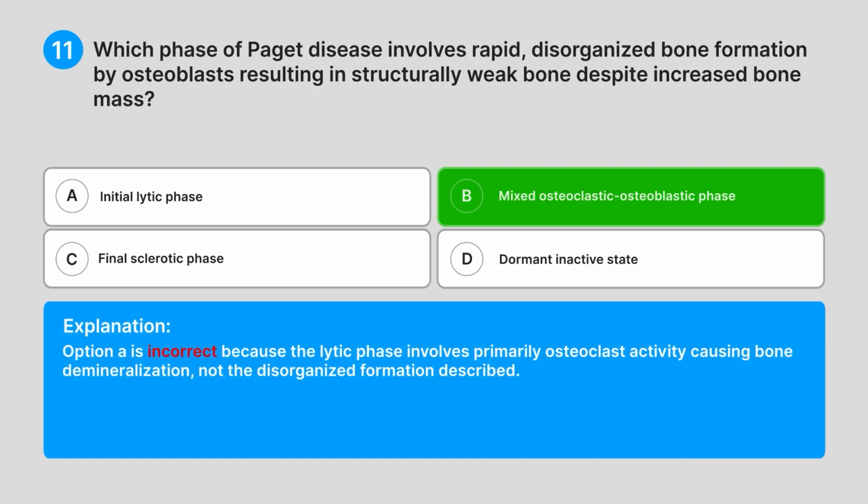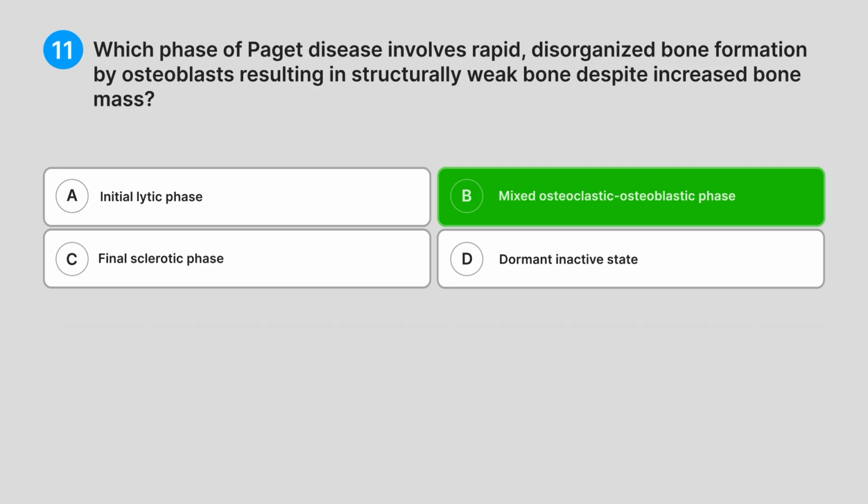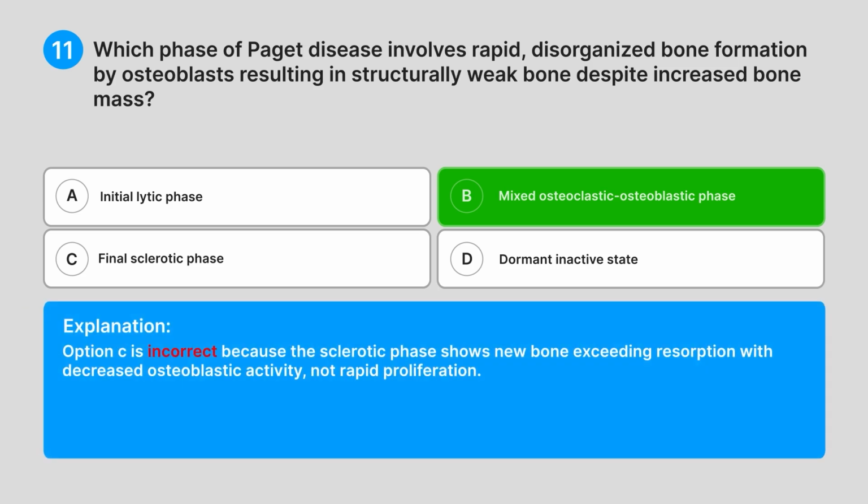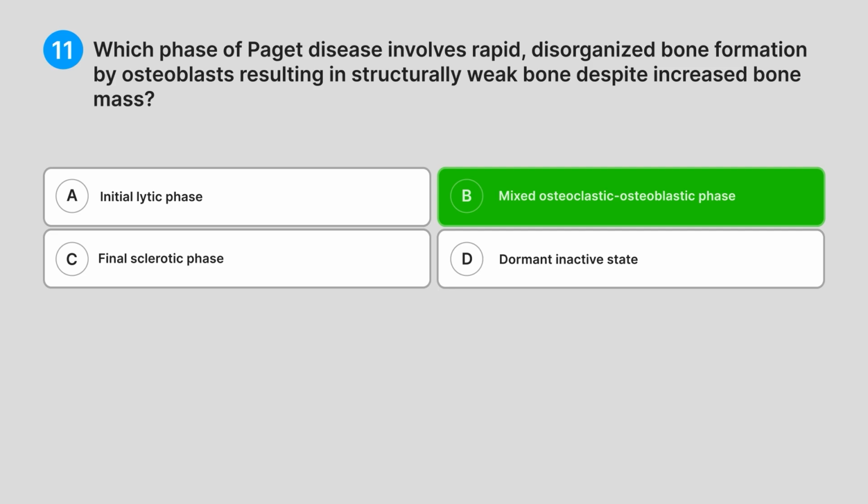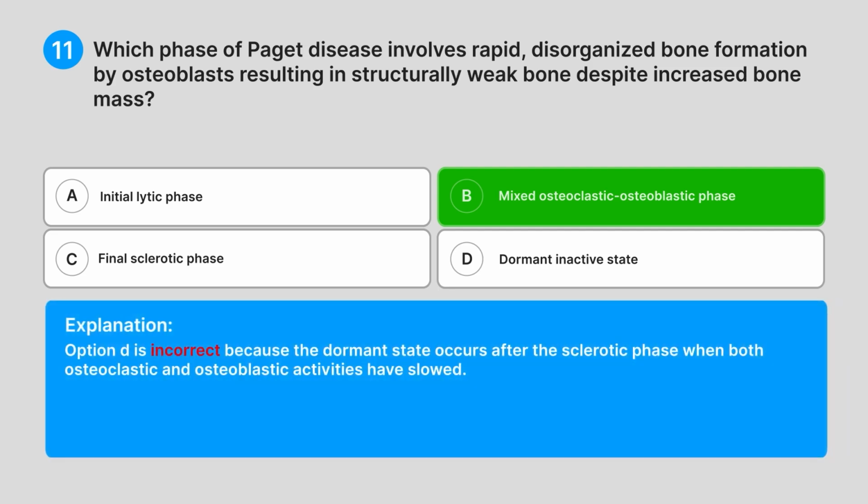Option A is incorrect because the lytic phase involves primarily osteoclast activity causing bone demineralization, not the disorganized formation described. Option C is incorrect because the sclerotic phase shows new bone exceeding resorption with decreased osteoblastic activity, not rapid proliferation. Option D is incorrect because the dormant state occurs after the sclerotic phase, when both osteoclastic and osteoblastic activities have slowed.